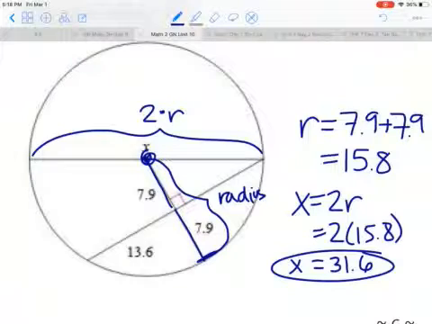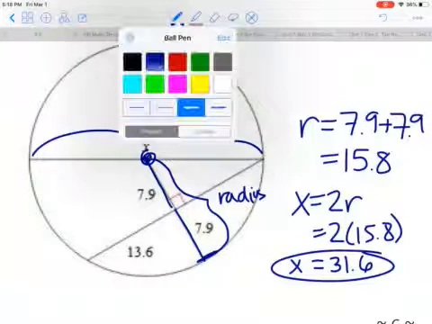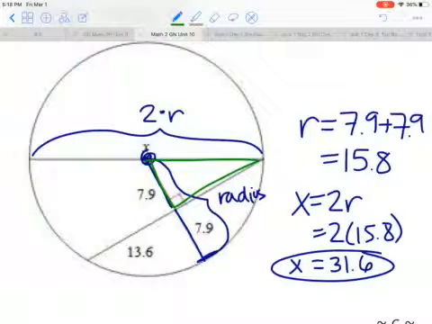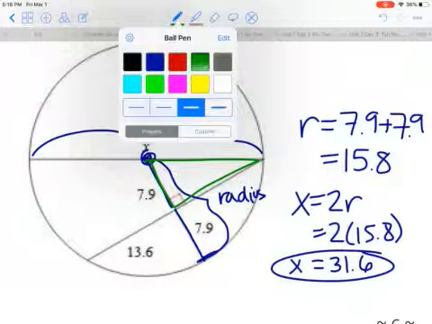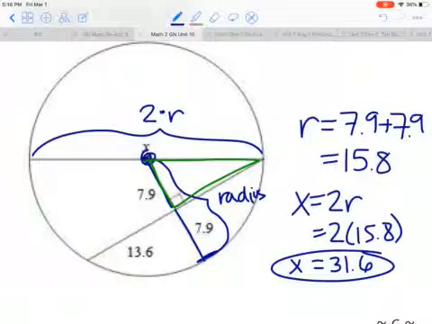So lots of different ways. My first instinct is to look at this triangle right here that you can form, but like we just showed, there's some easier ways to do it too.